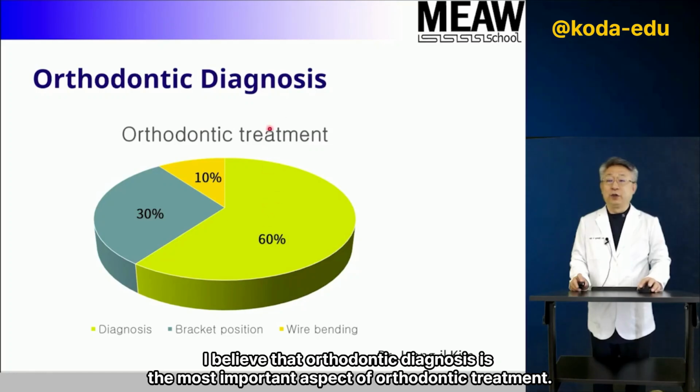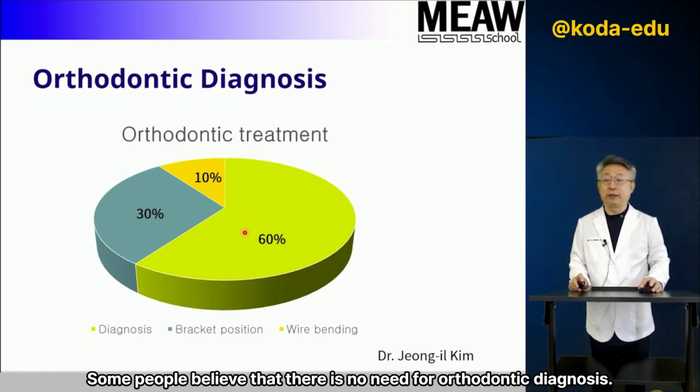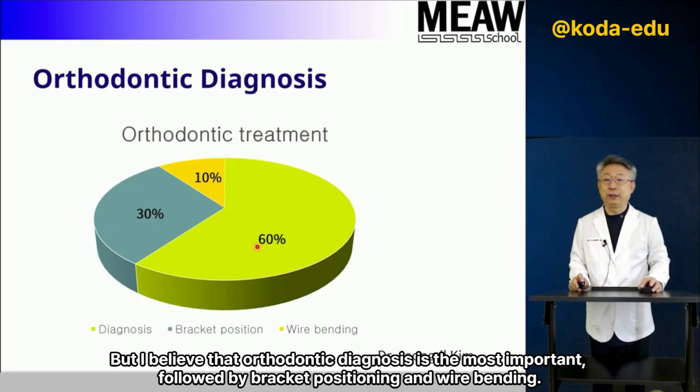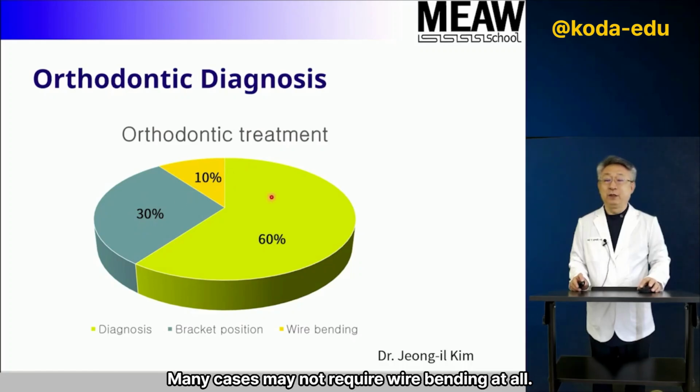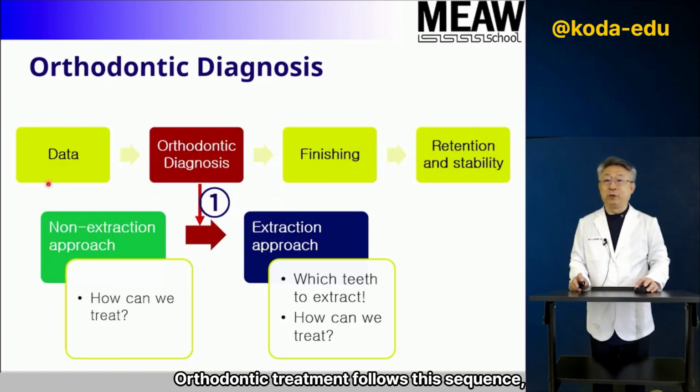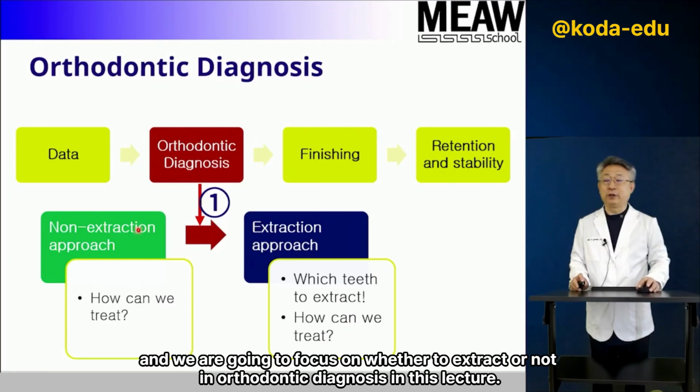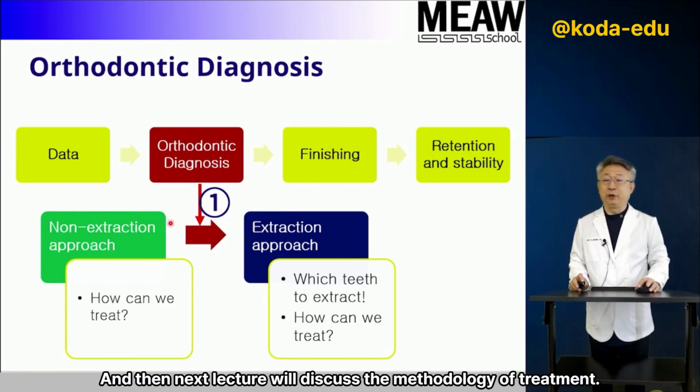I believe that orthodontic diagnosis is the most important aspect of orthodontic treatment. Some people believe that there is no need for orthodontic diagnosis, but I believe that orthodontic diagnosis is the most important, followed by bracket positioning and wire bending. Many cases may not require wire bending at all. Orthodontic treatment follows this sequence. And we are going to focus on whether to extract or not in orthodontic diagnosis in this lecture. And then in the next lecture we'll discuss the methodology of treatment.